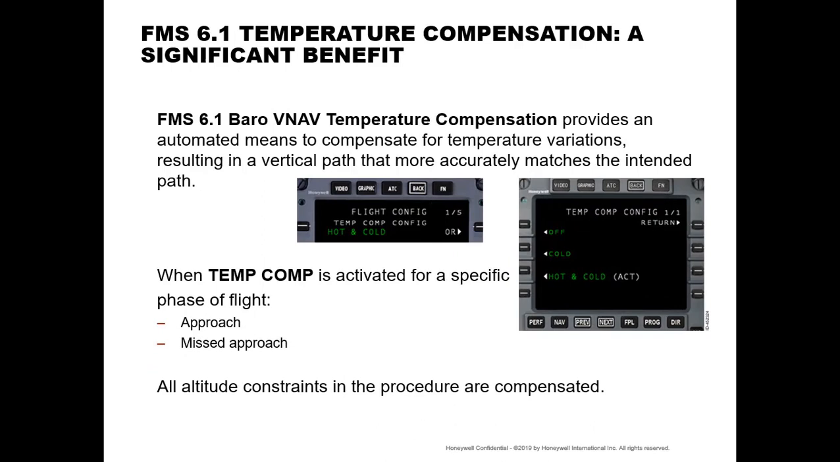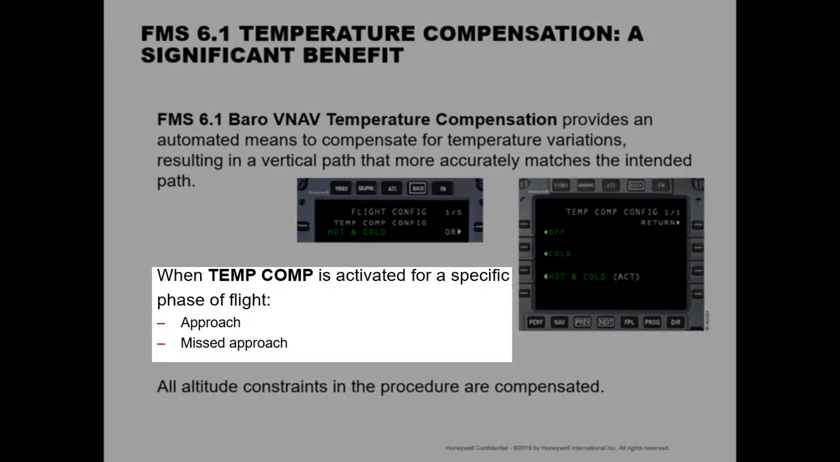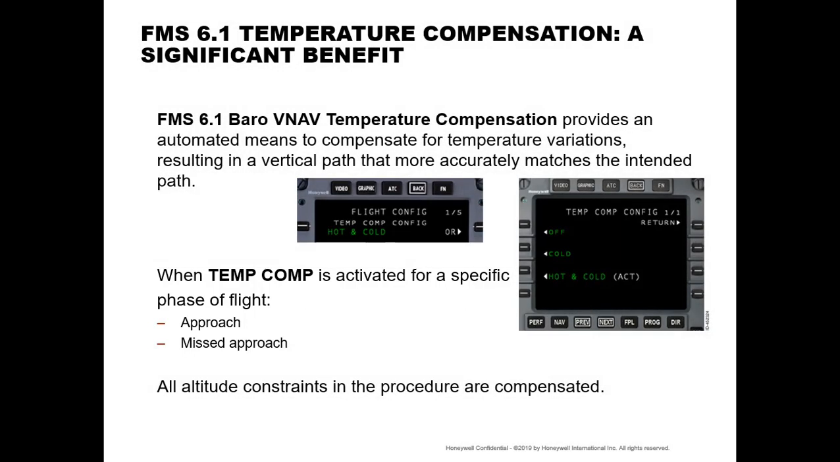Honeywell's FMS 6.1 Baro VNAV temperature compensation provides an automated means to compensate for temperature variations, resulting in a vertical path that more accurately matches the intended path. Using the FMS 6.1 TempComp function allows pilots to stay in compliance with the FAA guidelines and requirements for compensating temperatures at cold temperature restricted airports. The FMS 6.1 temp comp function will compensate all constraint altitudes for the approach, as well as for the missed approach, as required by the FAA Notice to Airmen on cold temperature restricted airports.